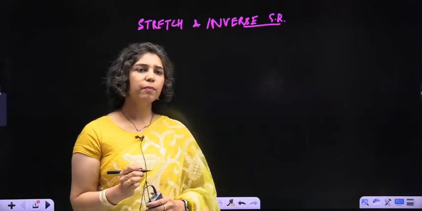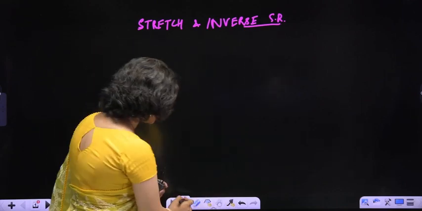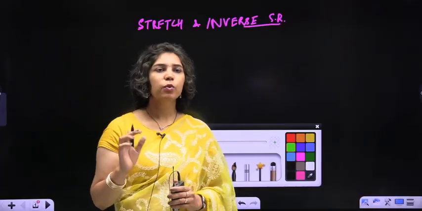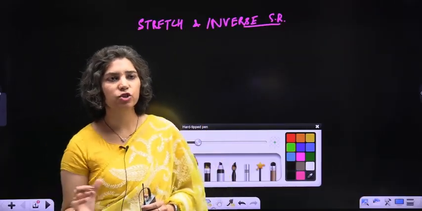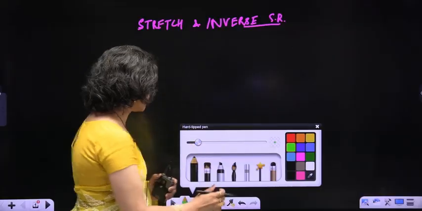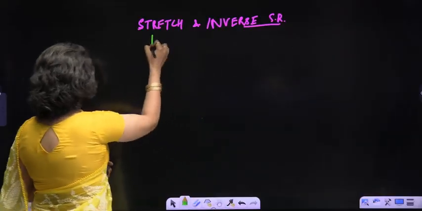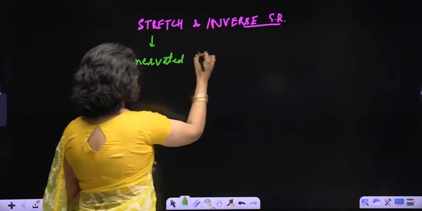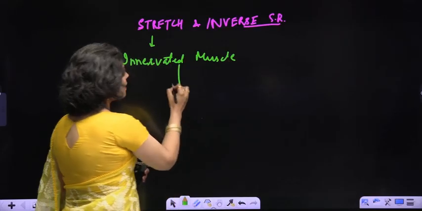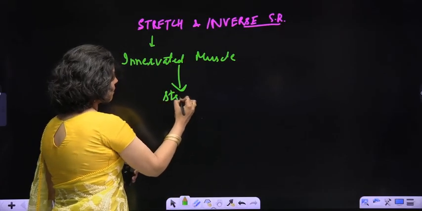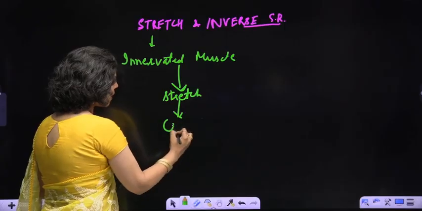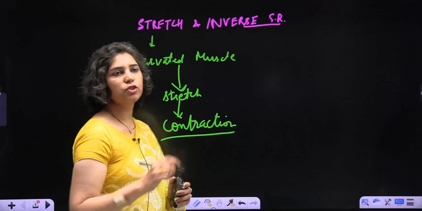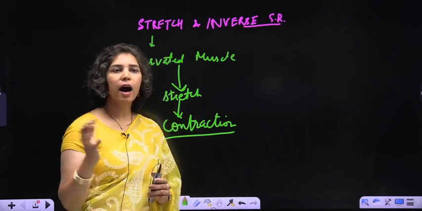So what do you understand by stretch reflex? A very simple definition of stretch reflex is when an innervated muscle is stretched, it responds by contraction. So simply, when an innervated muscle undergoes stretching, it responds by contraction. This is a very simple definition of stretch reflex. Now we'll understand how this happens.